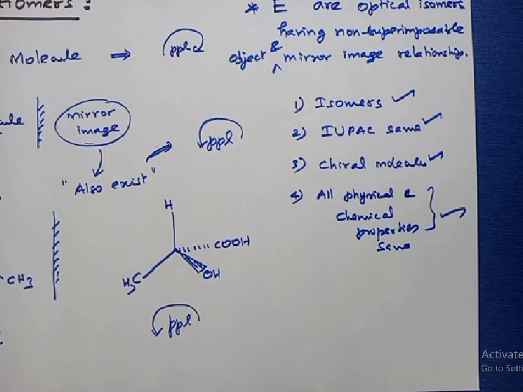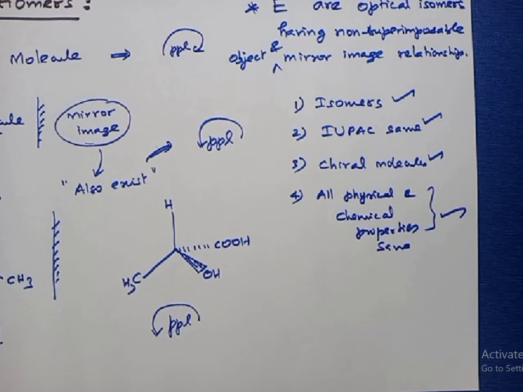Chiral molecules. If you have two chiral molecules, and one molecule exactly looks like the mirror image of the other molecule, and if they are non-superimposable, then we call those two chiral molecules enantiomers. An enantiomer is a pair containing two chiral molecules. Is it clear?